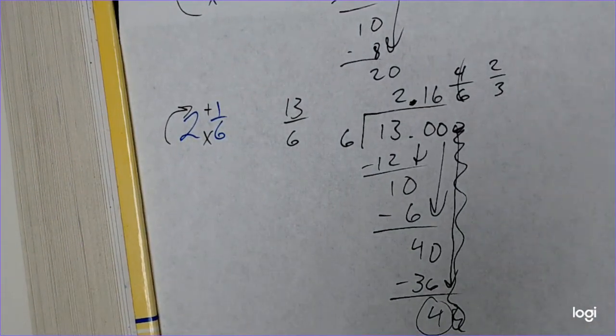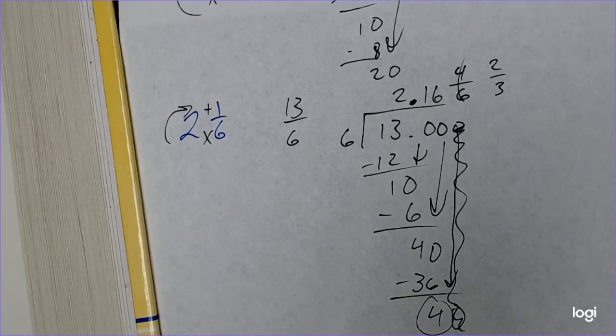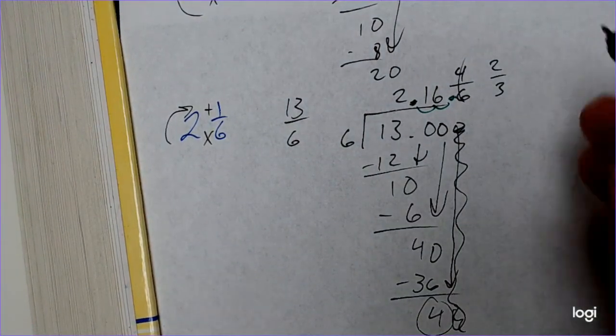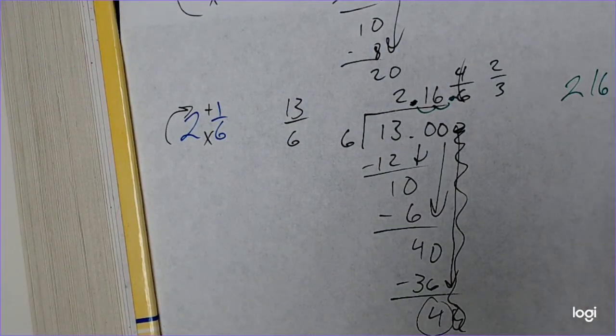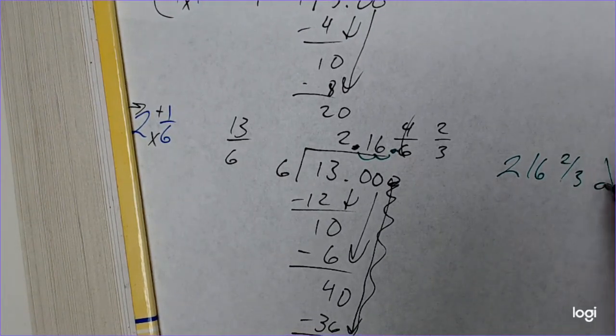So now I'm going to take my decimal and I'm going to move it 2 places. 1, 2. So now it's 216 2/3. So I write 216 2/3%.